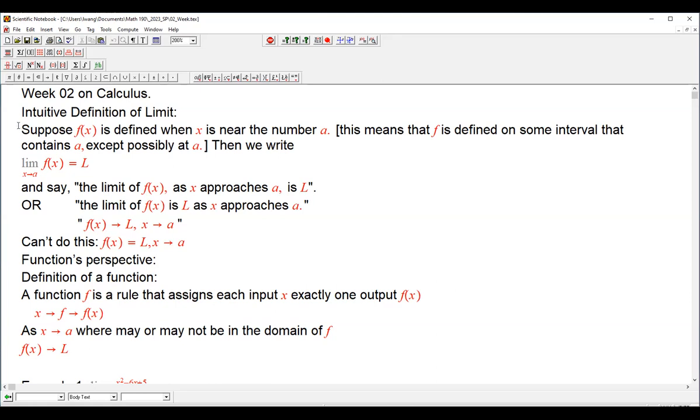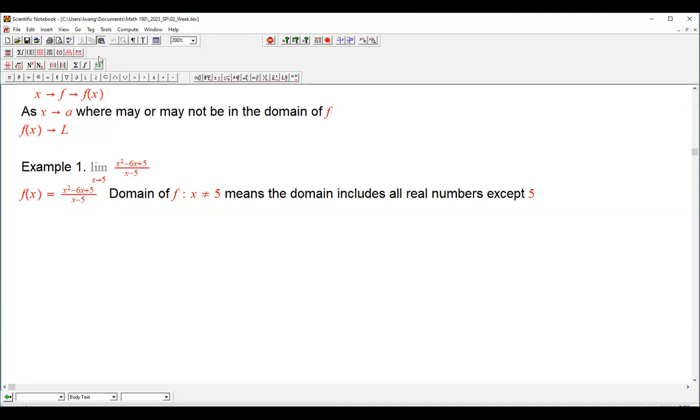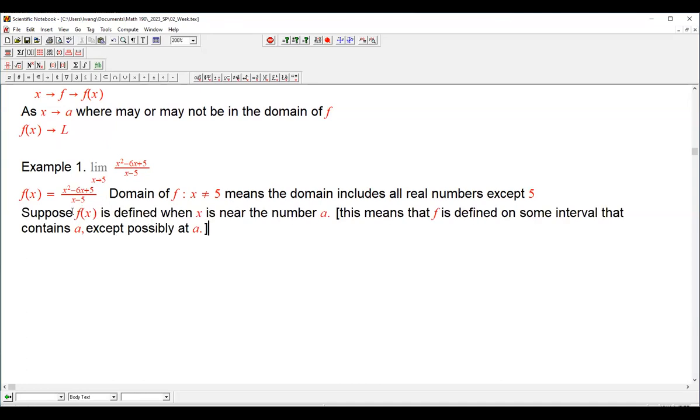So if we apply the definition here, suppose F of X is defined when X is near number 5. This means F is defined on some interval that contains 5, except possibly at 5. It's very unfortunate this time 5 is not in the domain, but it's okay. We can still consider the limit of this function.